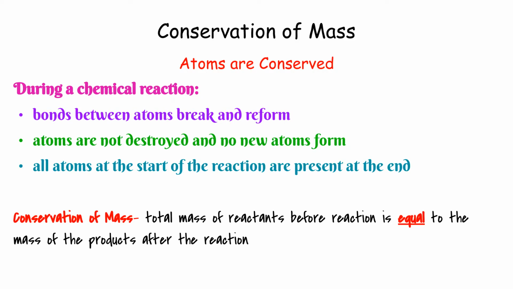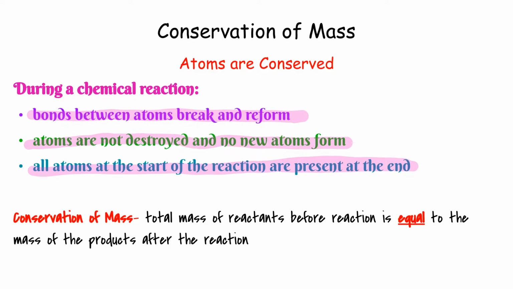During a chemical reaction, bonds between atoms break and reform. Atoms are not destroyed and no new atoms are formed. And all atoms at the start of the reaction are present at the end. So conservation of mass: atoms cannot be created, nor can they be destroyed. They can only be rearranged.